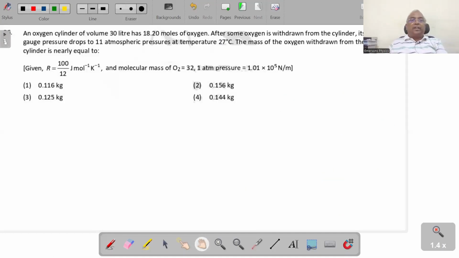An oxygen cylinder of volume 30 liters has 18.2 moles. The volume of the oxygen cylinder is given, and the initial number of moles is given. After some oxygen is withdrawn from the cylinder, understand that when gas is removed the volume of the cylinder remains the same. Its pressure gauge drops to 11 atmospheric pressure, and the temperature is given. The mass of the oxygen withdrawn from the cylinder is nearly what? We need to find how much was withdrawn, that is, how much mass was removed.